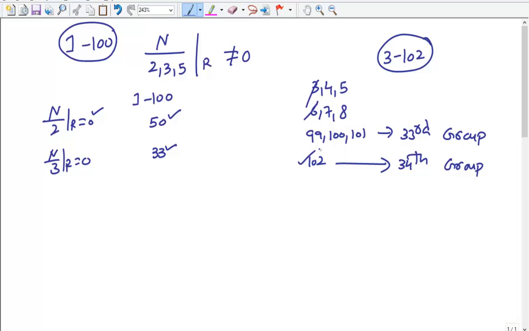So do pay a lot of attention. Whenever we are trying to divide a set of numbers and find how many of them are divisible by x or y or z, be careful whether the first, second, third, fourth, or fifth term, which term of the group, is divisible by that number. Pay attention. Now, let's go back to the question.